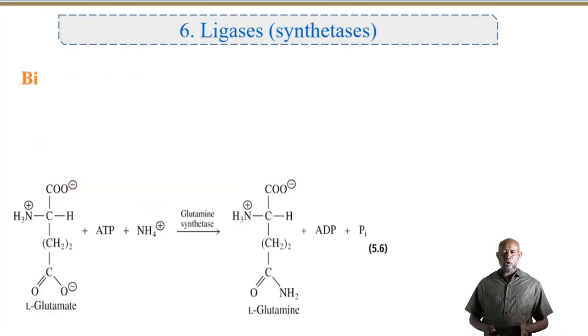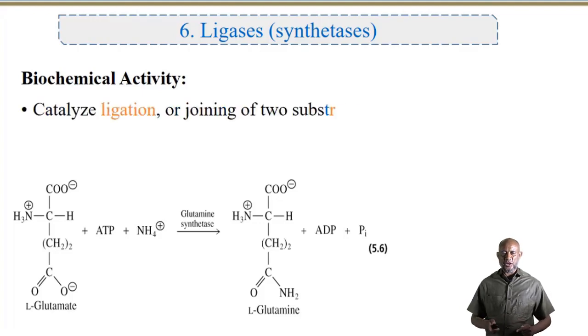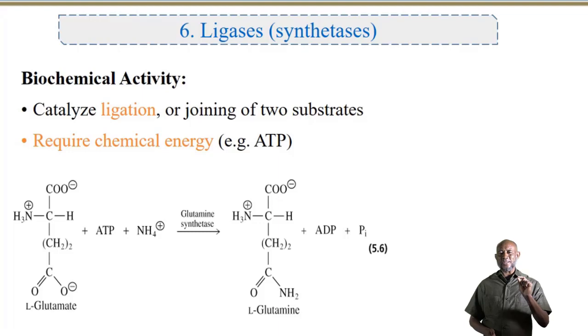The typical biochemical activity represented in the example is L-glutamate, in the presence of ATP and ammonia, being converted into L-glutamine, okay? L-glutamine, and ADP and phosphate are released. That is glutamine synthase. This process is synthesis. Ligase means ligation, or joining two molecules, or two substrates. And this requires chemical energy, ATP. Remember, the last reaction requires expenditure of energy that is powered by ATP.